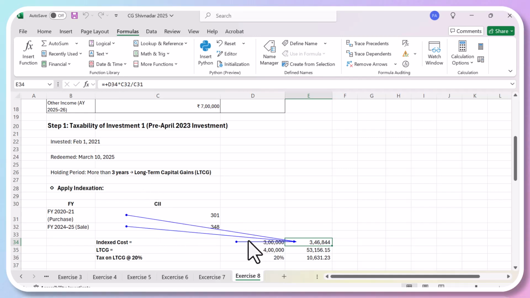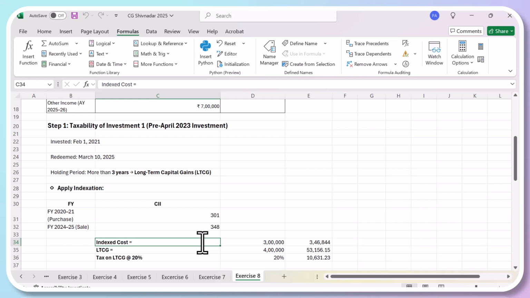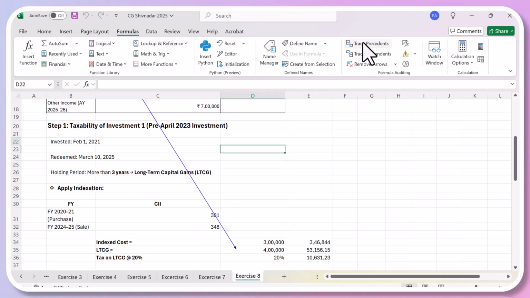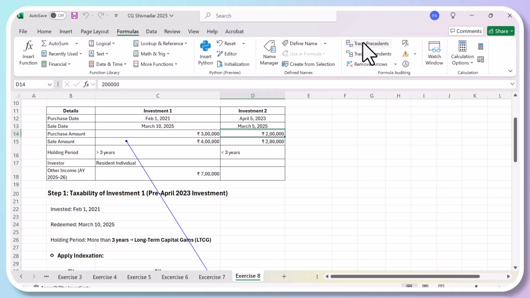So that means the indexed cost, because you have held the asset for more than 3 years, is 3,46,000. But you bought it at 4 lakhs, isn't it? You bought it for 4 lakhs, which is mentioned here in your question, and you sold it for 3 lakhs.